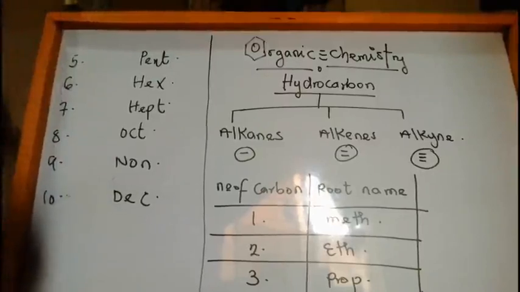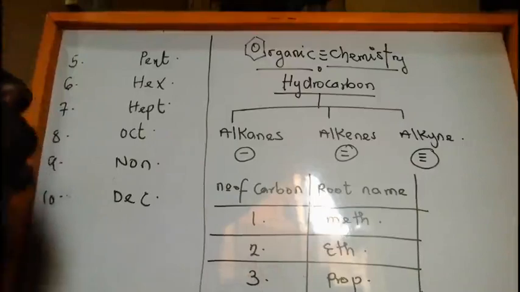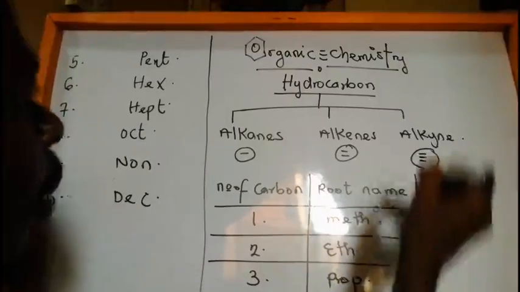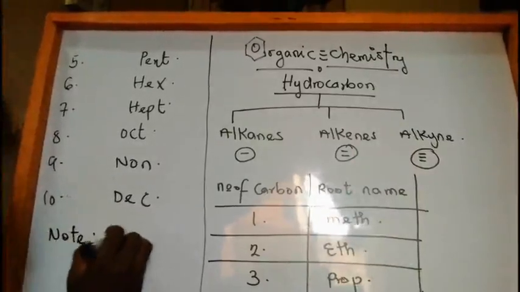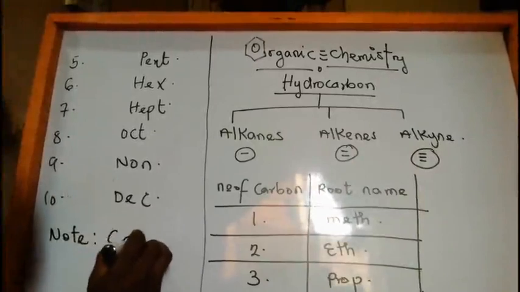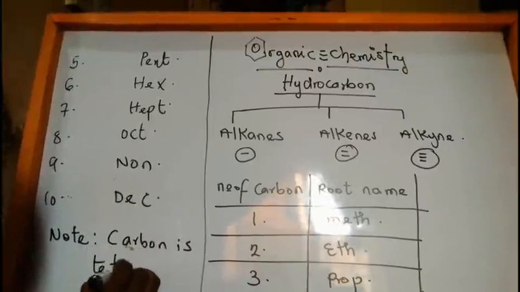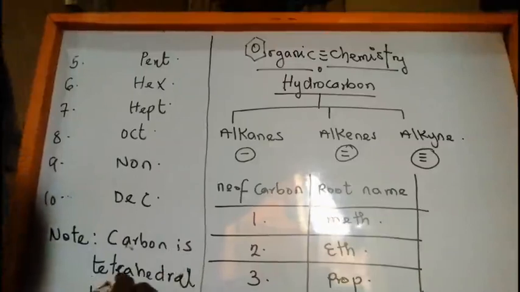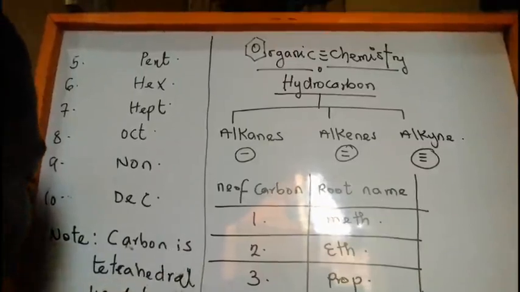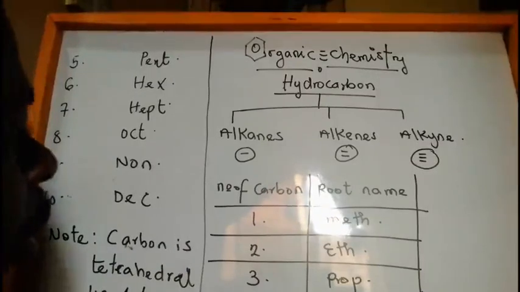So I'm going to take some examples here. I want you to put those numbers at the back of your mind. Note also that carbon is tetrahedral. Carbon is what? Tetrahedral. That is, carbon has 4 bonds. This is very important in getting the structures of carbon and even the molecular formula and so on and so forth.